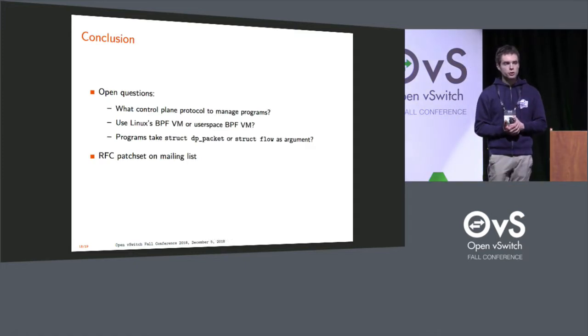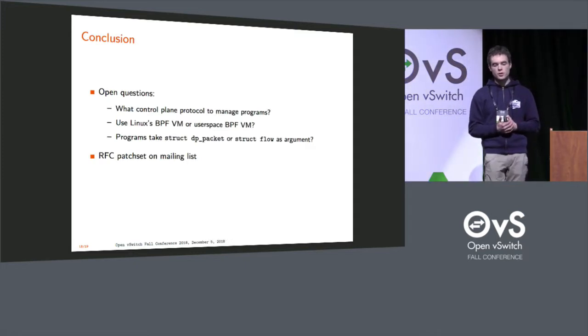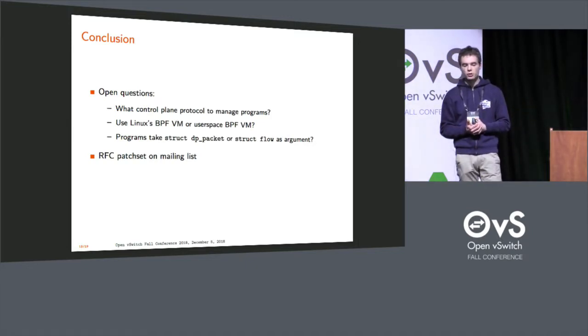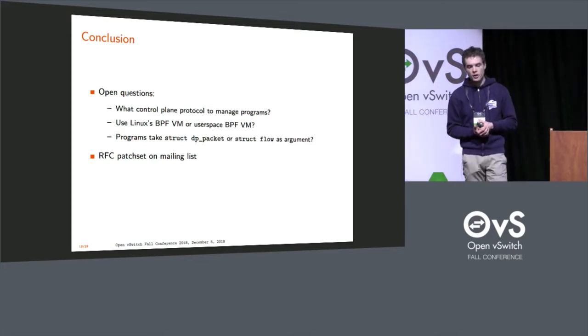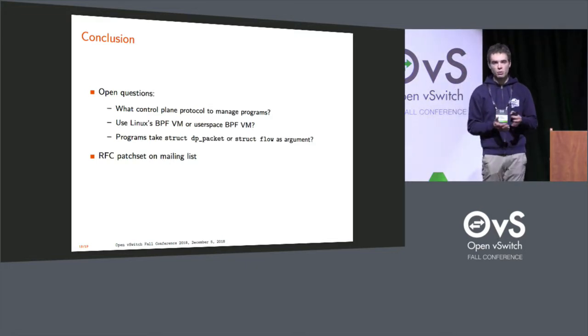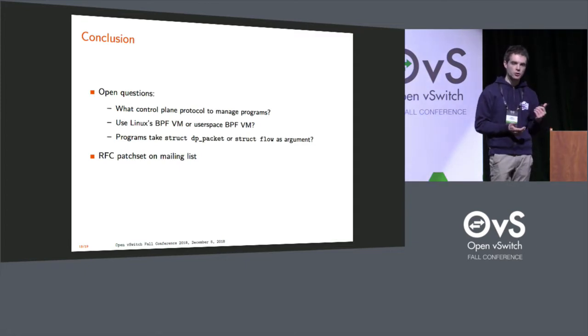So there are a number of open questions, of course, with this work. We'd have to determine what kind of control plane protocol we want to use to manage programs. For instance, currently we use the OpenFlow protocol, which we extended with a few new messages. But we could probably use the same protocol as would be used for P4 if it's supported in the future in Open vSwitch. We have to determine whether we want to use the BPF VM in the Linux kernel or a user space BPF VM, but that probably mostly depends on the previous talk and the next talk and their results.